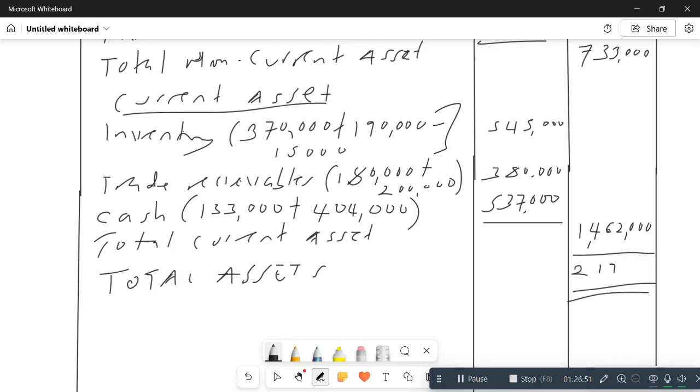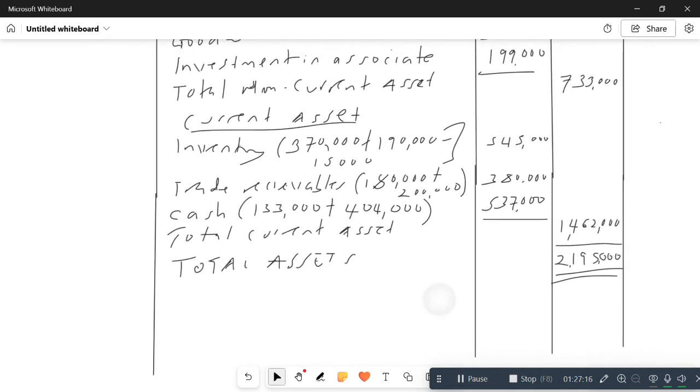2,195,000. Don't forget our balance sheet, we prepare it using the accounting equation: assets equals liabilities plus equity. So the part of our assets, current and non-current, gives us our 2,195,000, as you can see here.